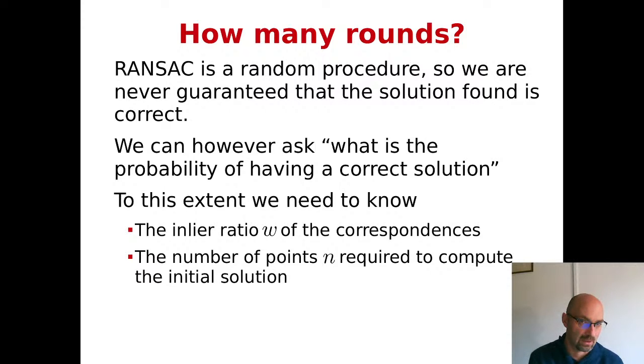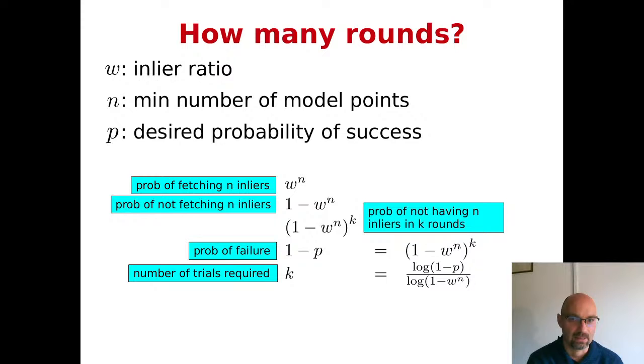In order to find the correct solution, clearly, I need to find a minimal set of correspondences that are true, that are correct. Now, to answer this question, we play with probabilities. So defining W, my inlier ratio, n, the minimum number of model points, which is basically the dimension of the minimal solver. So in case of our ICP, this number will be 3. In case we want to use the 8 point, this number will be 8.